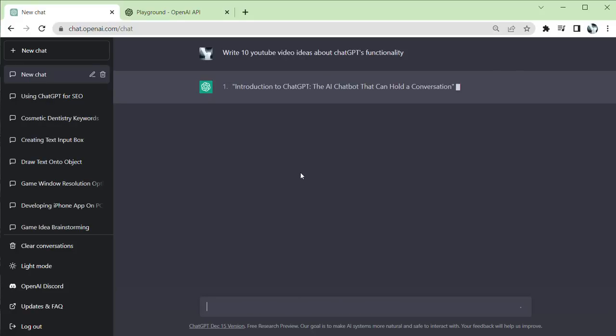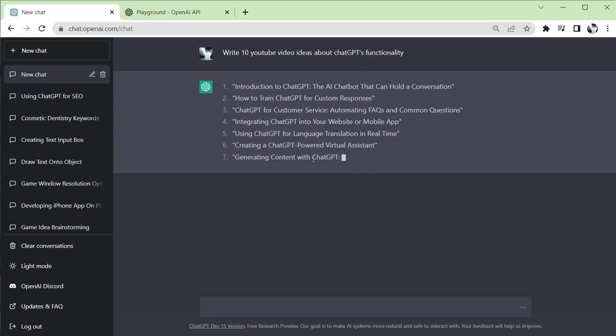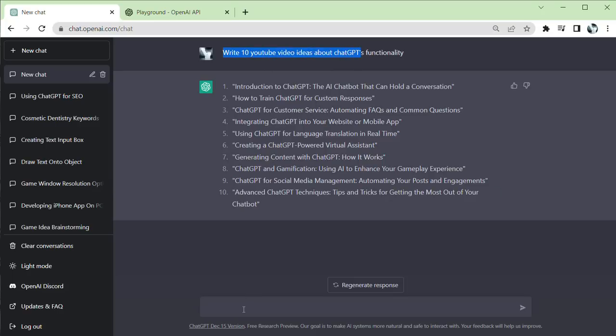ChatGPT's functionality. So he says the introduction, how to train. Yeah, this is interesting. See, integrating ChatGPT into your website. He's just writing 10 different functionality ideas here. These are more topics. I would like a list of, write 10 YouTube video ideas, like specifically about what it can do, what it can't do, how to prompt ChatGPT.